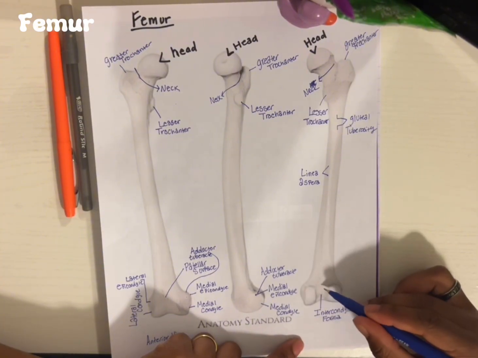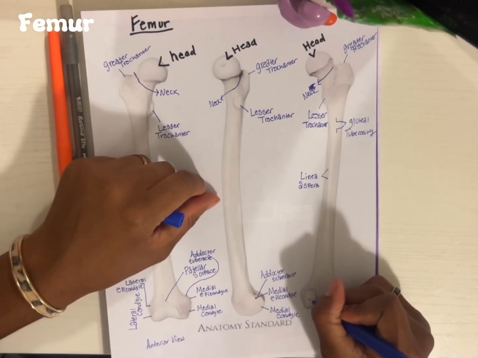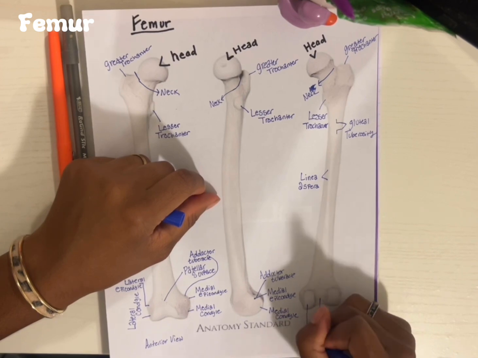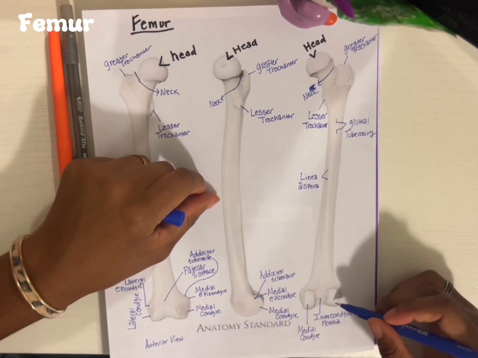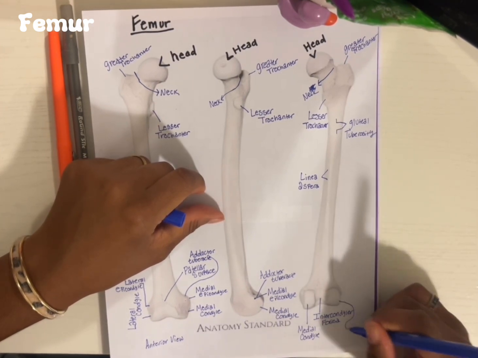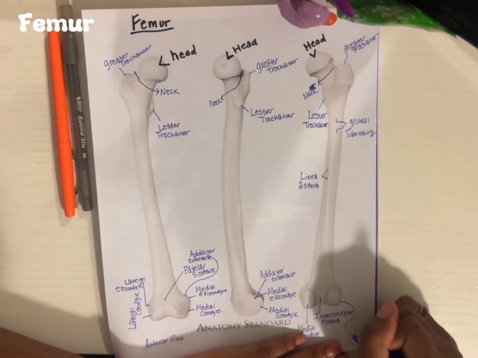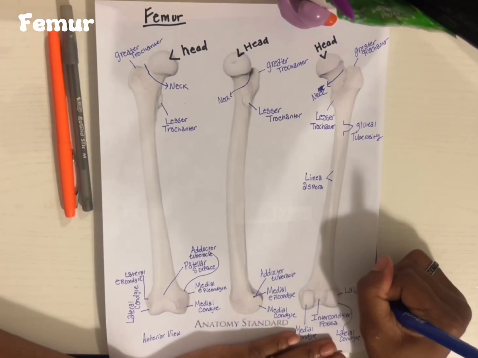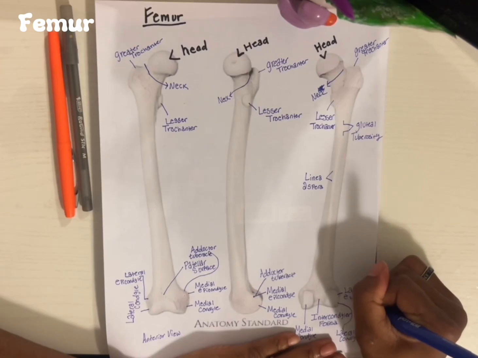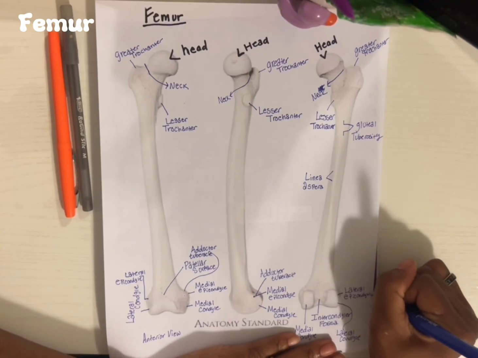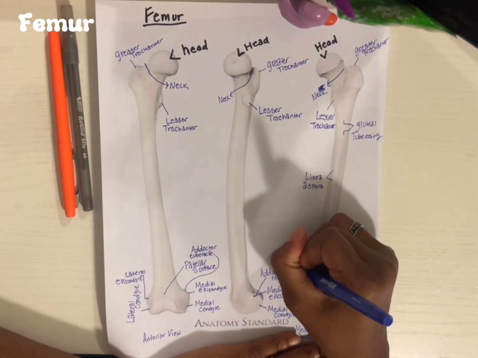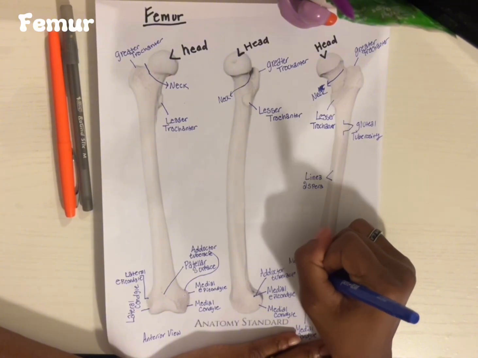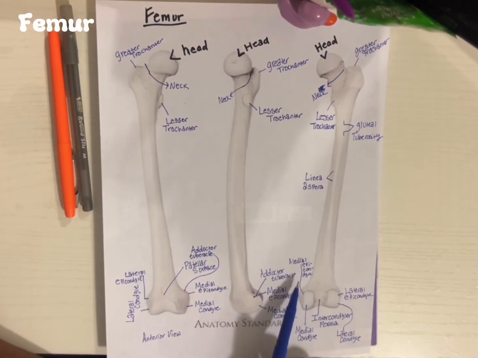This is kind of cool. This right here is your medial condyle. This right here is your lateral condyle. This up here is your lateral epicondyle. This right here is your medial epicondyle. Medial epicondyle, lateral condyle, medial condyle, intercondylar fossa.